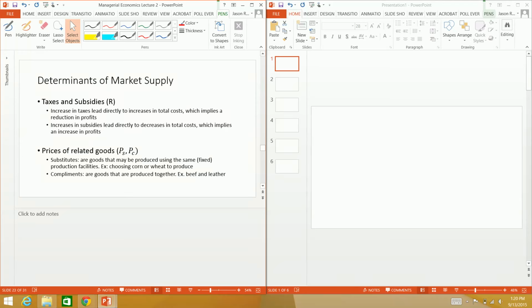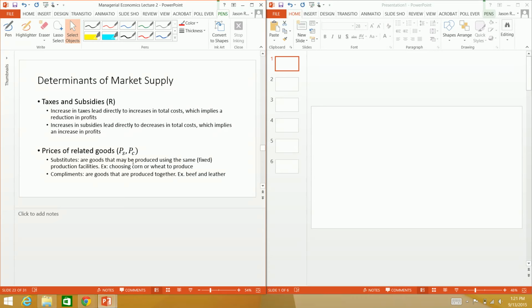The last little bit here, we have prices of related goods, and I think these are important, especially for the idea of substitutes. I think this is best exemplified through an example. Imagine you're a farmer determining what to produce, corn or wheat. You look at the price of each good to determine what you're going to create. So if you are a corn farmer, but notice that wheat is priced higher in the market, you're going to reduce the amount of supply of corn and increase the amount of supply of wheat.